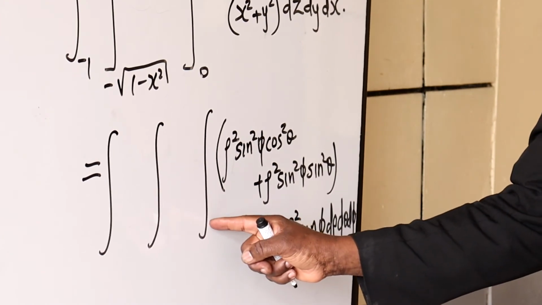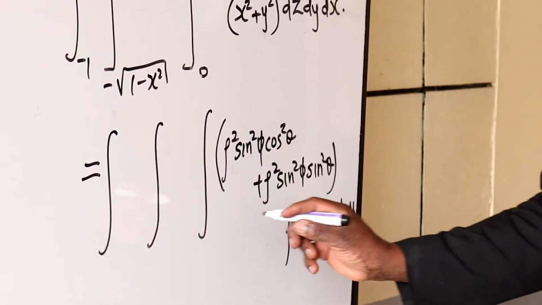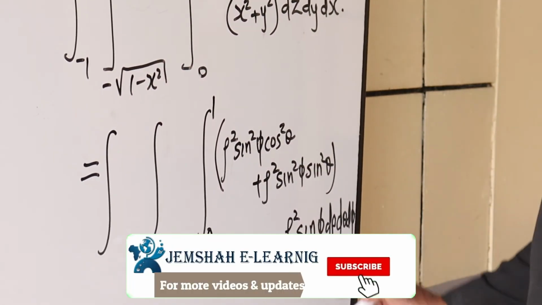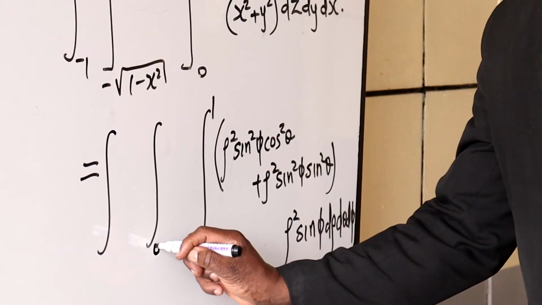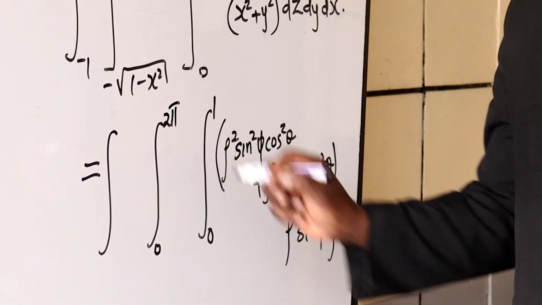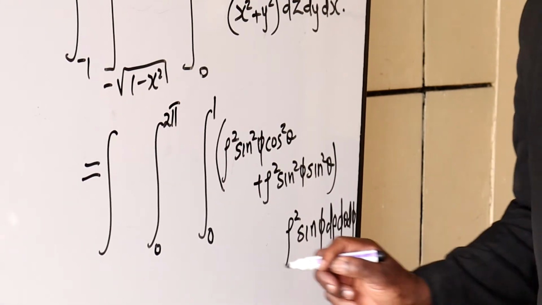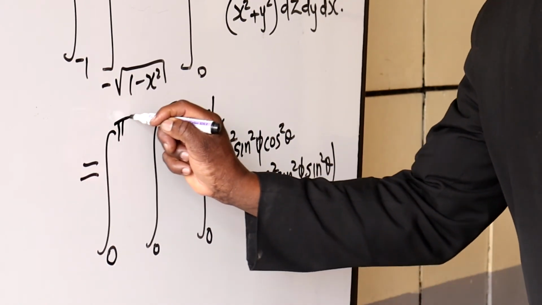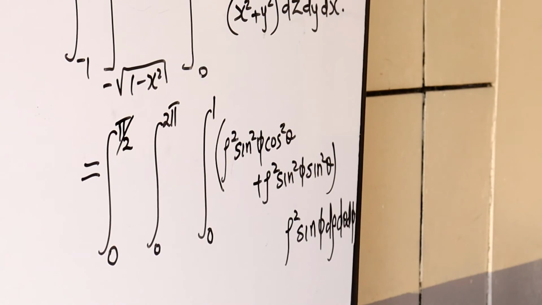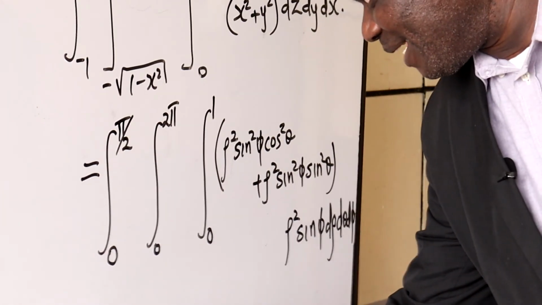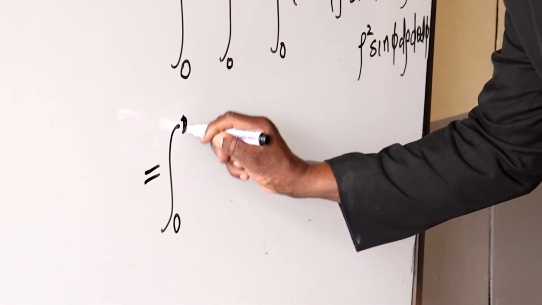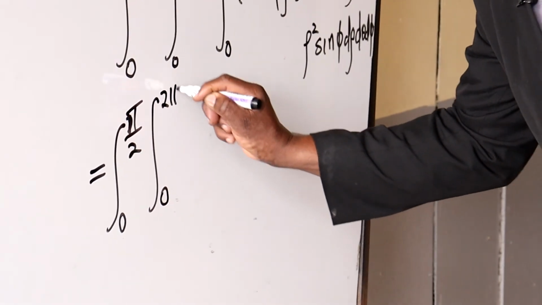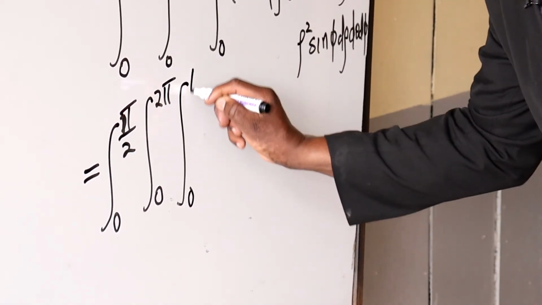Now our rho is changing. This is a sphere of radius 1, so rho goes from 0 to 1. Theta is changing from 0 to 2 pi for a hemisphere above the xy plane. And phi is changing from 0 to pi all over 2. When we simplify this, we get phi from 0 to pi over 2, theta from 0 to 2 pi, rho from 0 to 1.